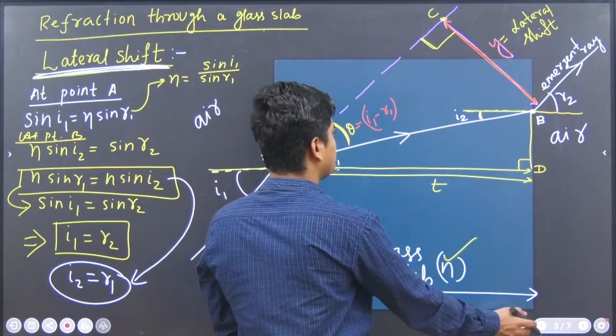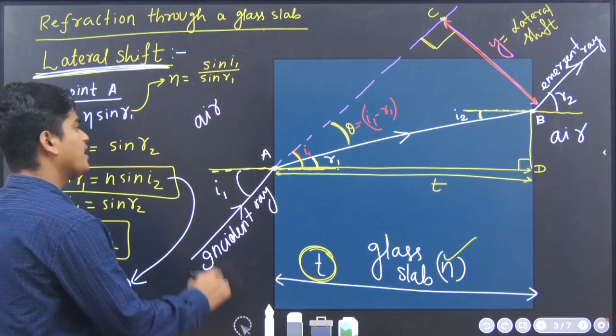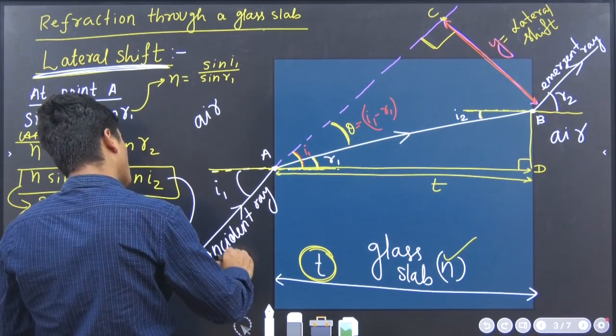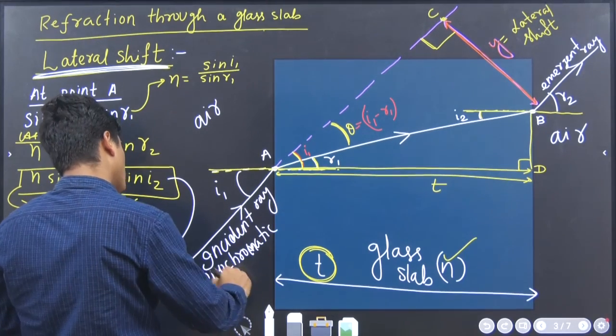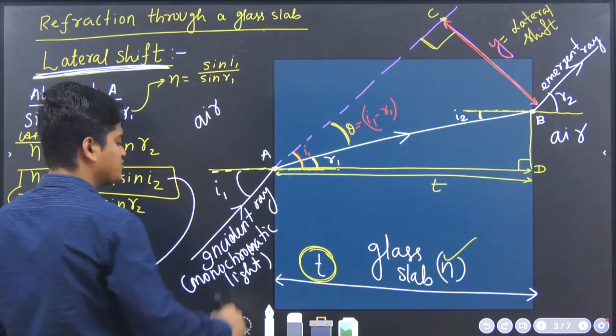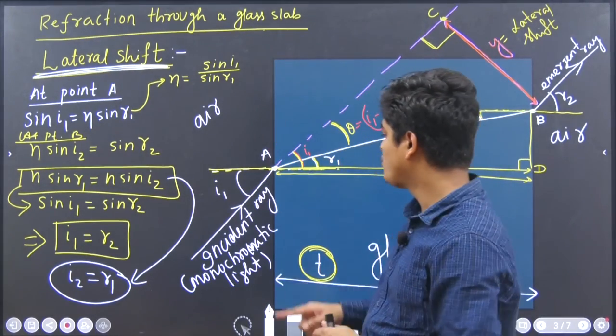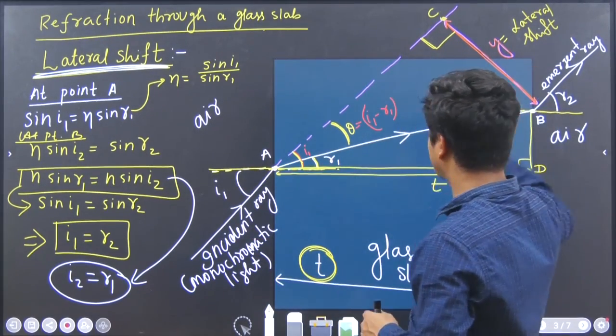And remember, whenever we are taking this incident ray, what are we considering here? We are considering a monochromatic light. Monochromatic light means the light has a single wavelength, only one wavelength is there. This monochromatic light is going here.